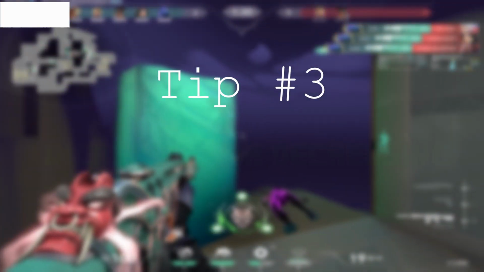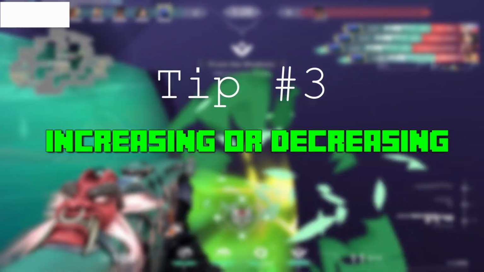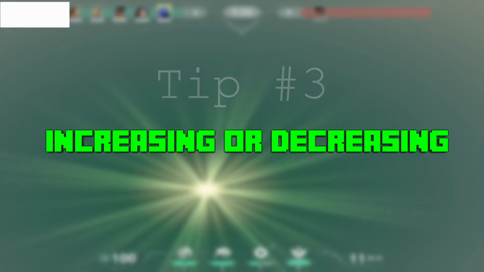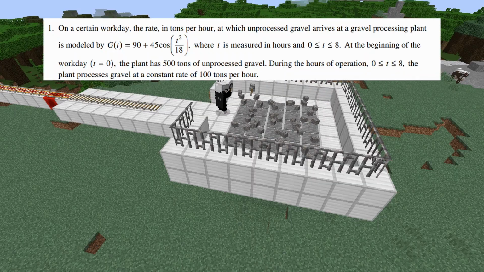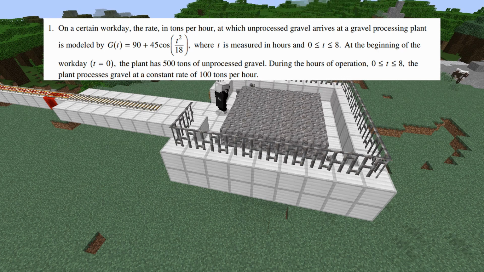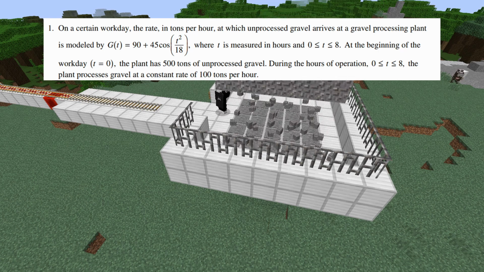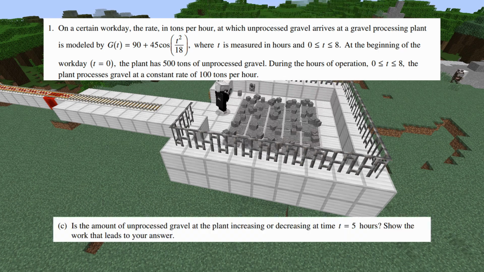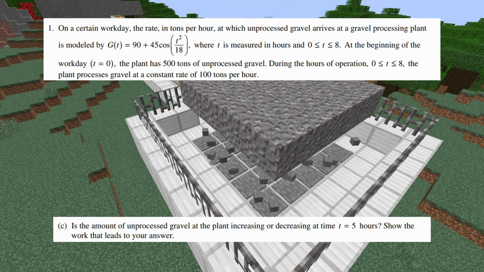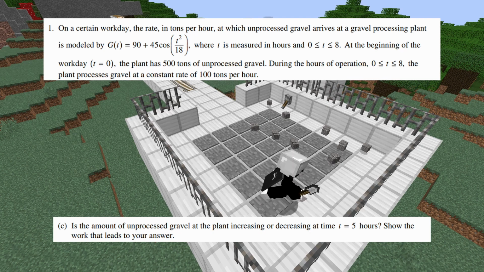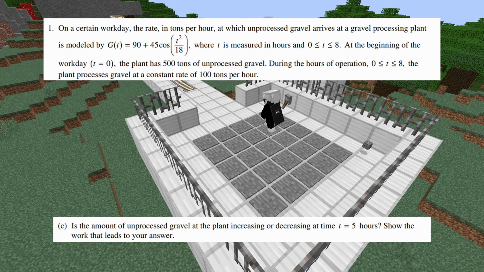The last step I have is on whether a quantity is increasing or decreasing. A question that the AP exam likes to ask is if a quantity is increasing or decreasing. Here are some examples. Going back to the 2013 AP Calculus exam, students were given the rate at which gravel arrived at a processing plant. They were then asked, is the amount of unprocessed gravel at the plant increasing or decreasing at time t equals 5 hours? Show the work that leads to your answer.